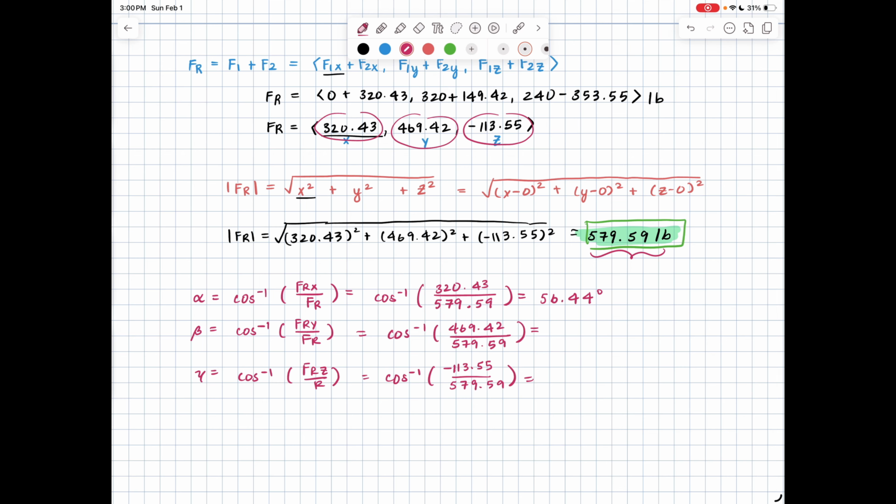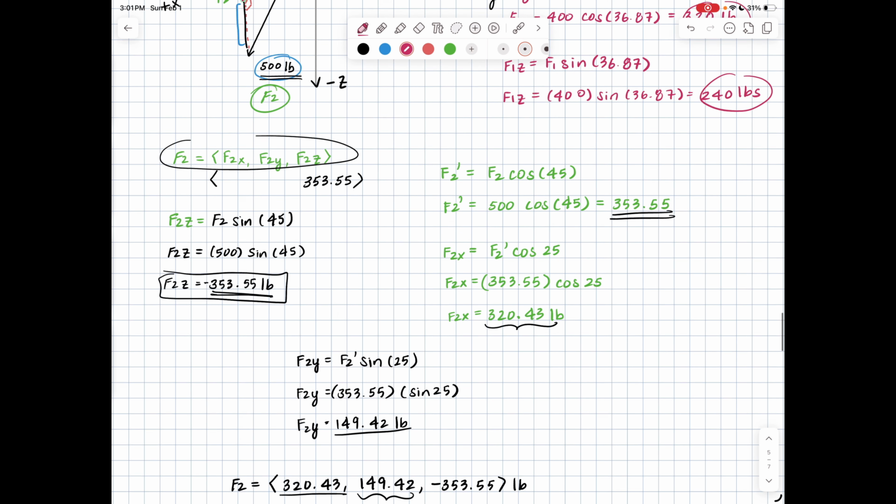56.44 degrees. For beta, we're going to get the cosine inverse of 469.42 over 579.59, which is going to give us 35.91 degrees. And for gamma, lastly, we're going to get the cosine inverse of negative 113.55 over 579.59, which gives us 101.29, or we can round it up to 3 degrees.